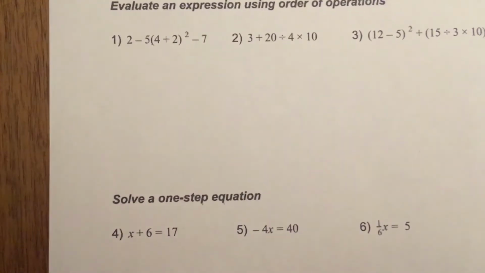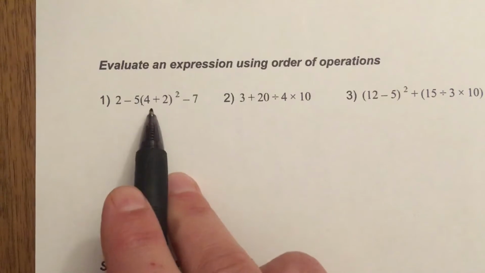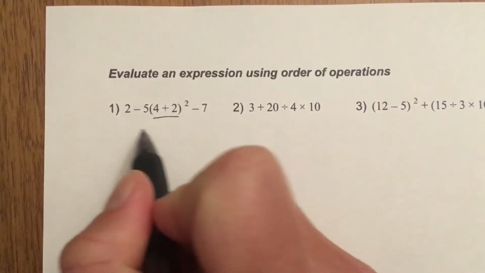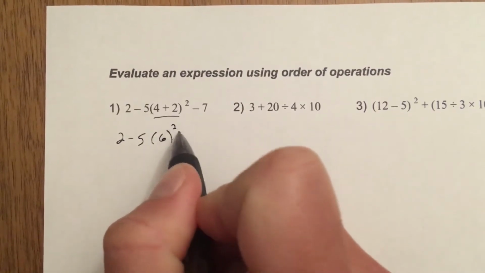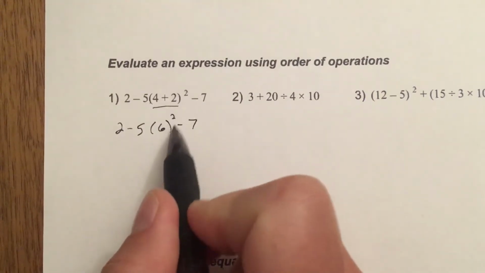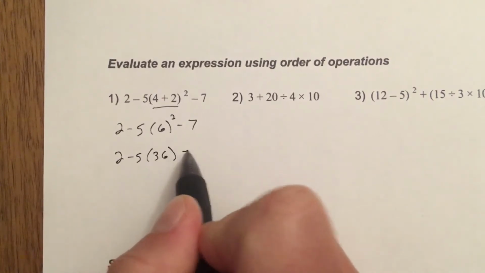All right, here are the answers to the test review. First three, we're wanting you to follow order of operations. So for number one, you should have done parentheses first. So 4 plus 2 is 6. All right, then you should do exponents. 6 squared. 6 times 6 is 36.